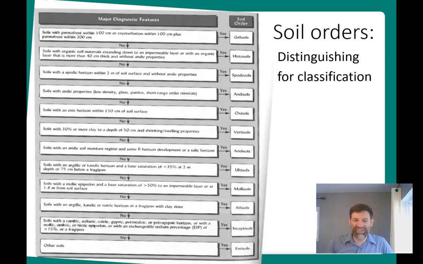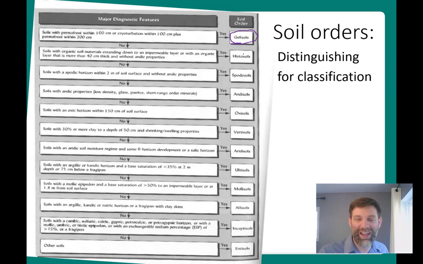Now, getting back to our soil orders. Distinguishing for classification. Well, how do you decide? And the answer is you ask yourself a series of yes or no questions. This is a simplified version from the textbook that gives the very basic version of each of these questions, the yes or no's, but it's a sequential thing. So the first question is, do you have permafrost near the surface? And if you do, meeting the very specific criteria, then you're a gelisol. And you don't move on to the rest of the options.